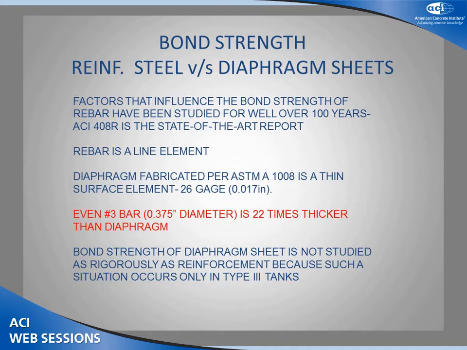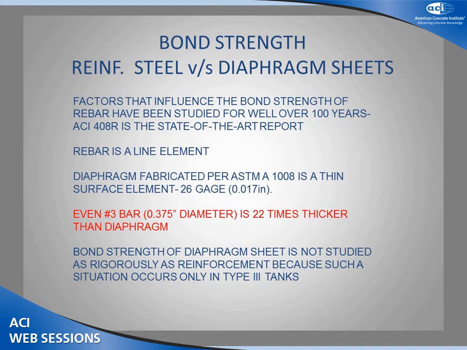After all, there is 100 years of research done on bond behavior of rebars, and ACI 408R is a state-of-the-art report. So what is the difference here? The difference is rebar is a line element, and it's a discrete system. That is, you space rebar at 6 inches, 12 inches, or whatever you have. It's not a continuum. The diaphragm is a thin metal surface, a continuum surface, and if you use the specification ASTM A1008 and you fabricate according to that specification, the thickness is about 26 gauge, which is 0.017 inch. So even a number 3 bar is 22 times thicker than this diaphragm.